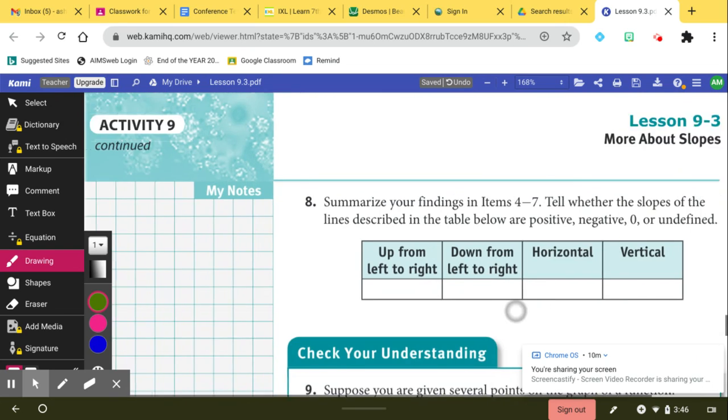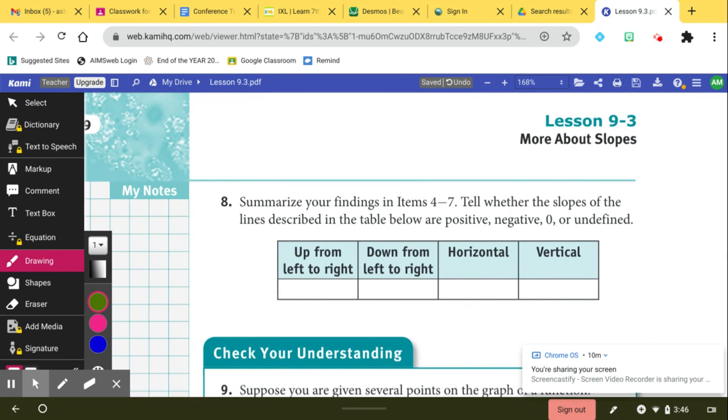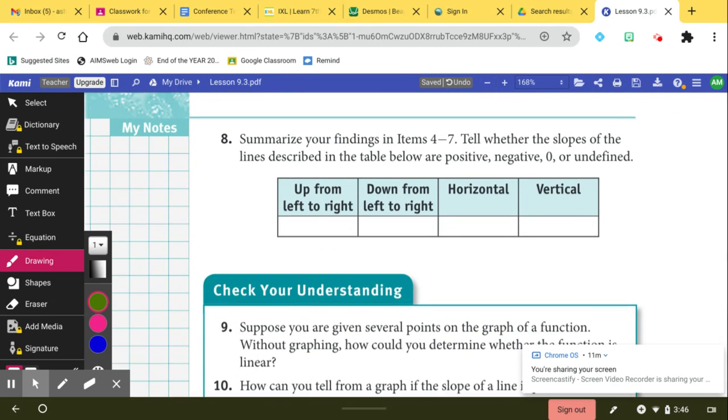It says summarize your findings in items 4 through 7. Tell whether the slope of the lines described are positive, negative, 0, or undefined. If we're going up from left to right, those were my positives. If we're going down from left to right, those are my negatives. My horizontal lines, those were my 0 slope. And my vertical lines, those are my undefined.